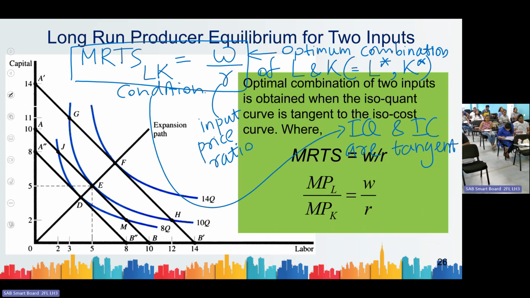In other words, when these two curves are tangent, we decide the optimum combination of labor and capital. The optimum combination of labor and capital is decided when the isoquant and isocost curves are tangent to each other. At that tangency point, the marginal rate of technical substitution will be equal to the input price ratio.